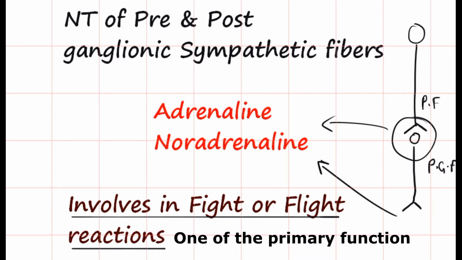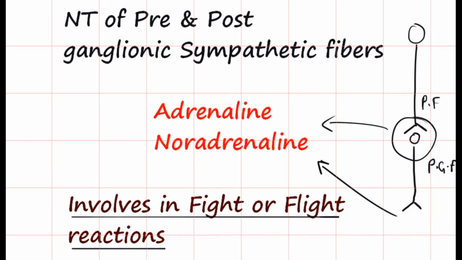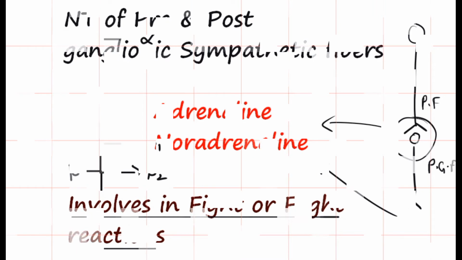fibers. Based on this, we would like to discuss the receptors present in the sympathetic fibers and their functions. We have alpha receptors and beta receptors of the sympathetic fibers. Again, alpha receptors are divided into alpha 1, alpha 2, and beta 1, 2, 3, and so on.